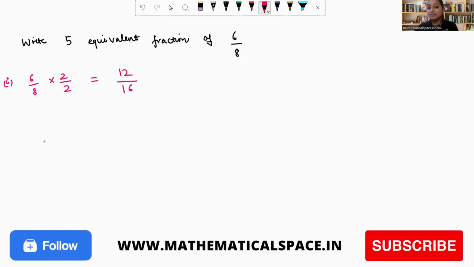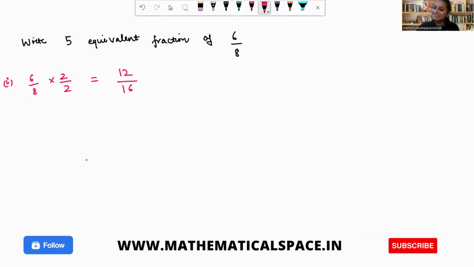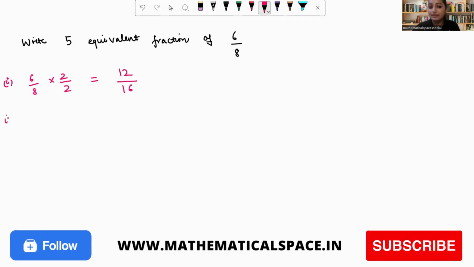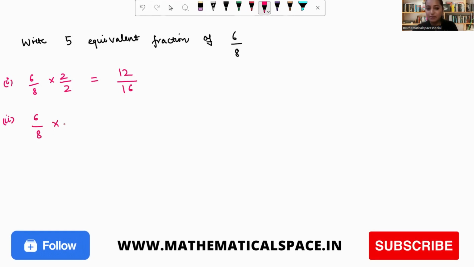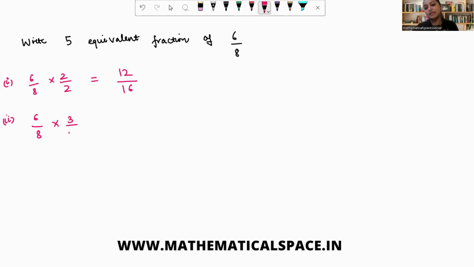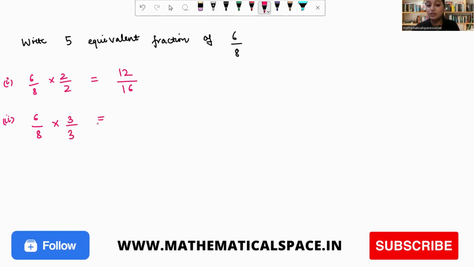16. So 6 by 8 is equal to 12 by 16, right? Let's find out the second one. So we will write 6 by 8 as it is. Now let me take the other number as 3. So I will multiply by 3 in the numerator and multiply by 3 in the denominator. And always remember, choose an easy number.